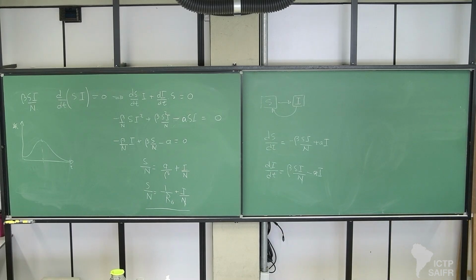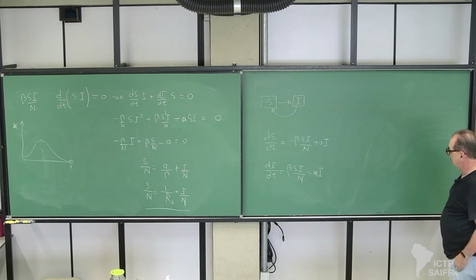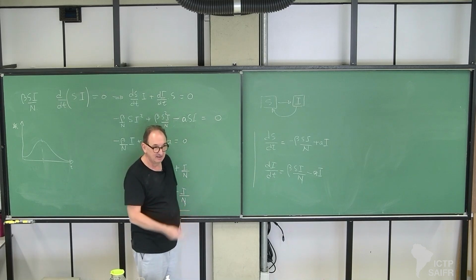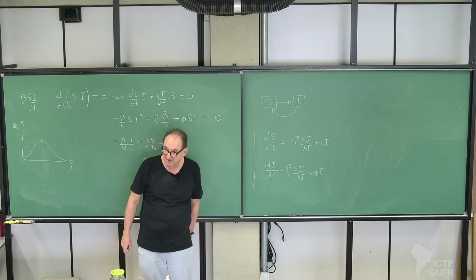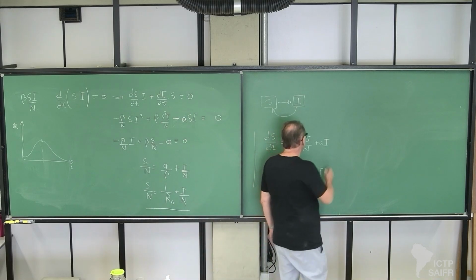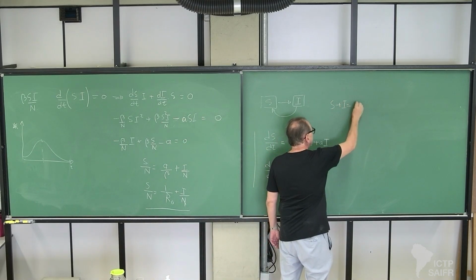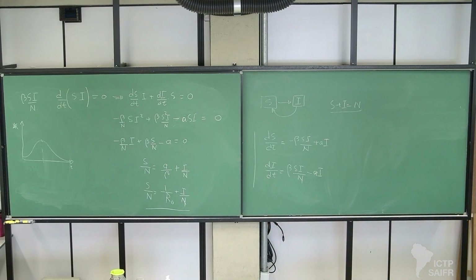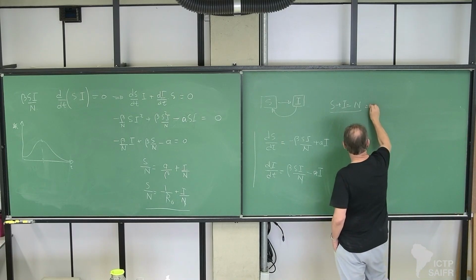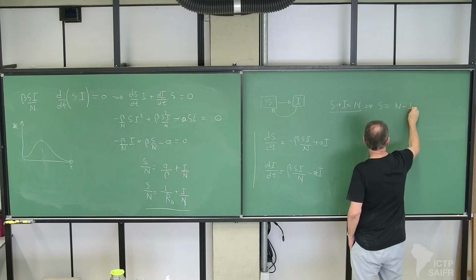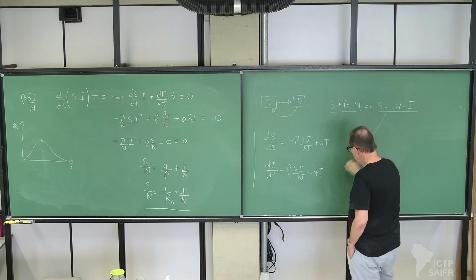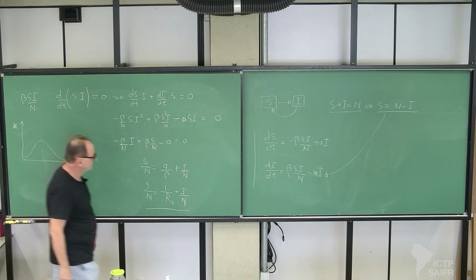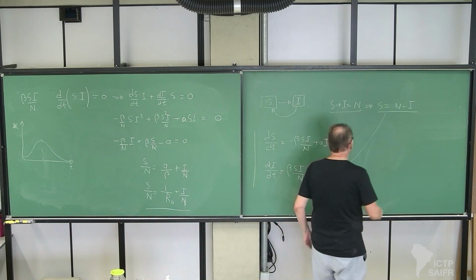So these are two equations for S and I, which are coupled. However, S plus I is the total population, which is constant. Therefore, I can substitute the variable that I want. For instance, I can take S equal to N minus I and substitute this here and get an equation for I.